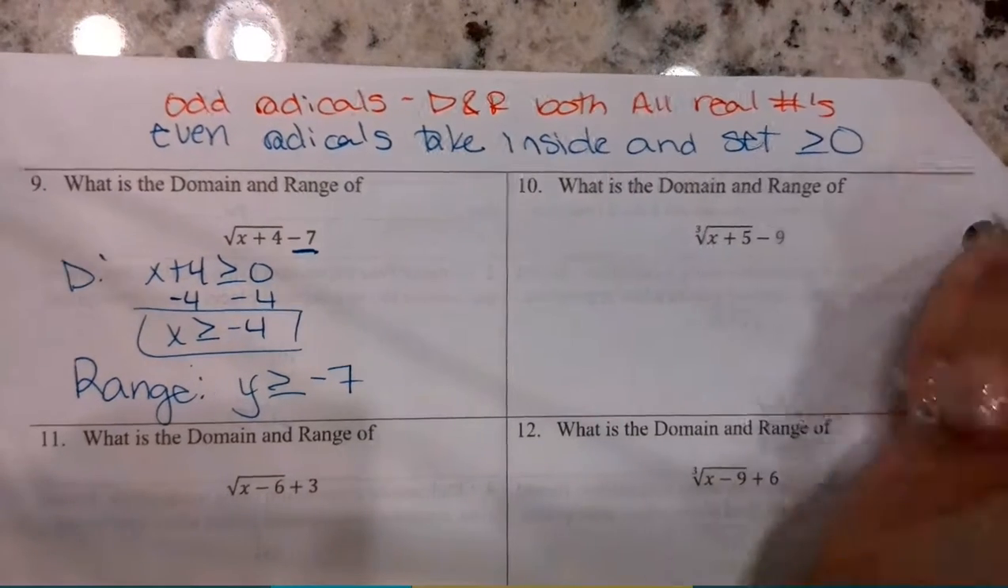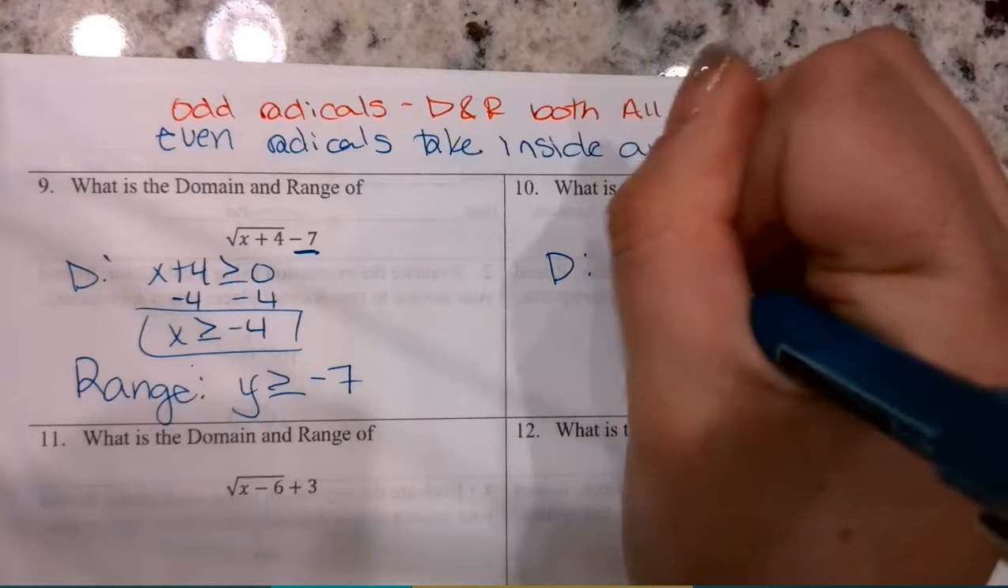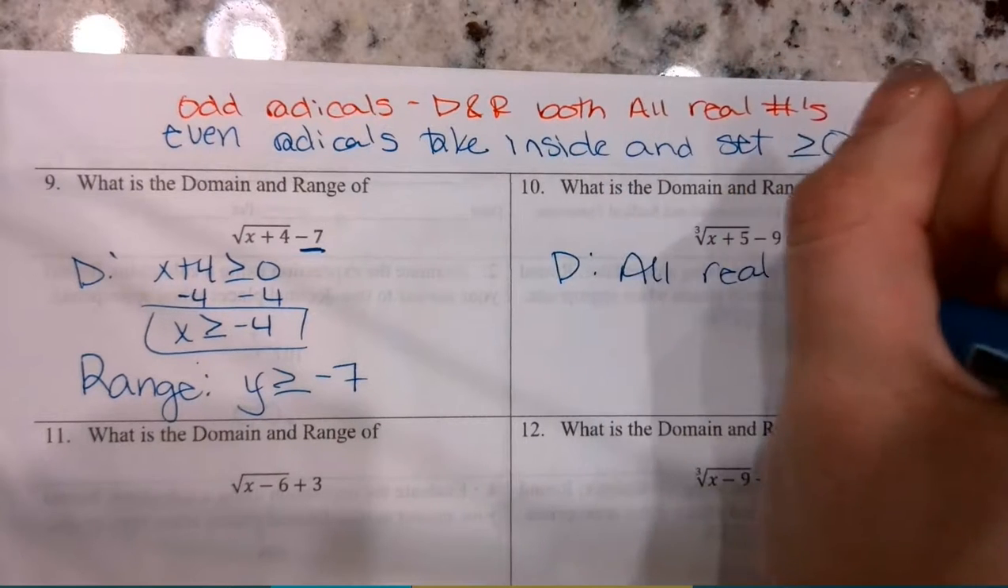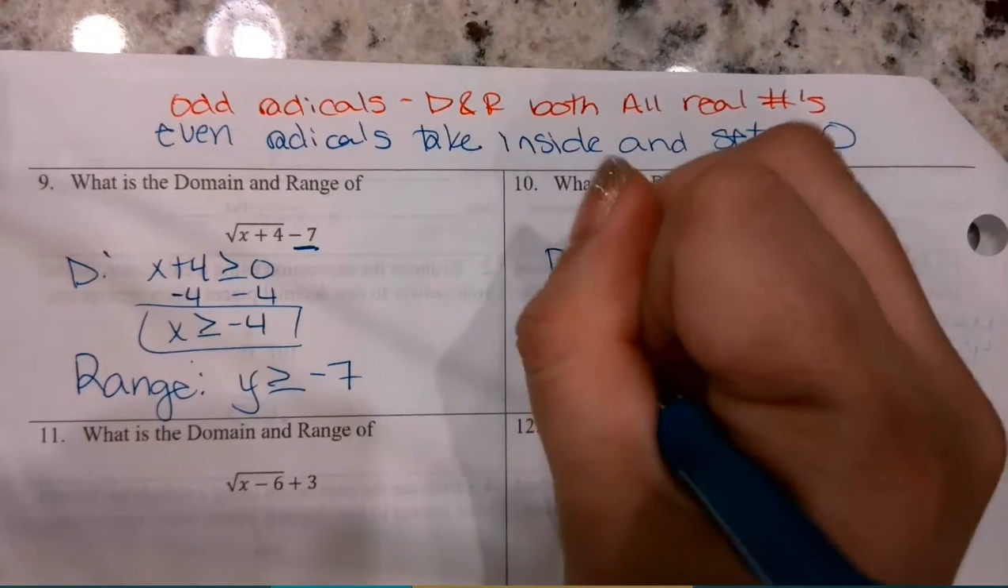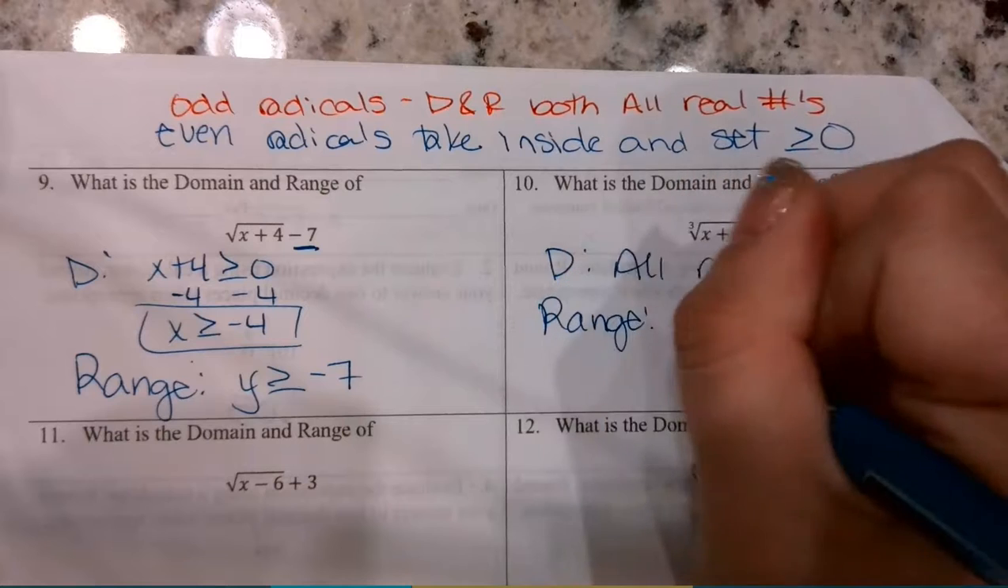So this one is an odd radical. My domain is going to be all real numbers. And my range is also going to be all real numbers. I did it again.